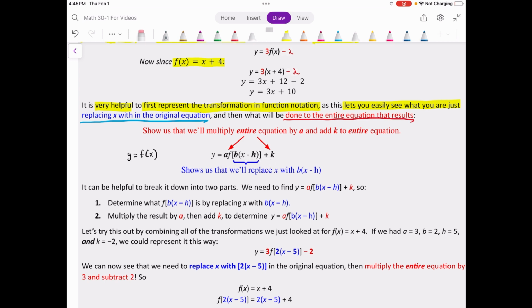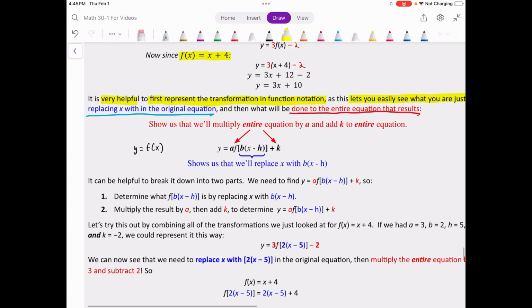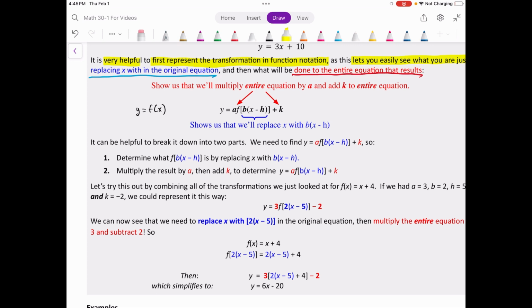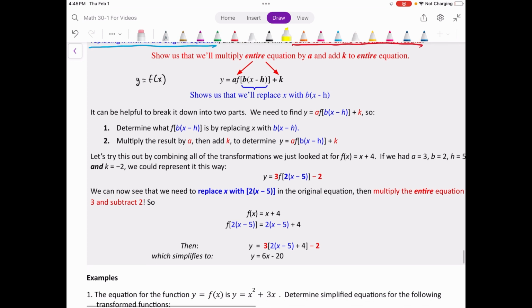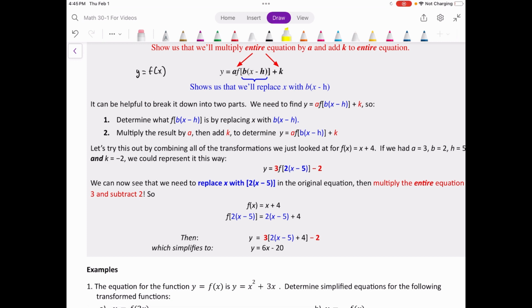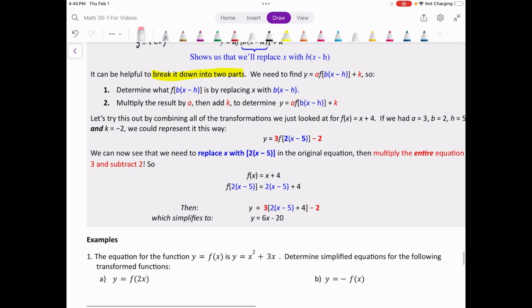So I like to break these down into those two parts, actually. It's not always mandatory to do it. It's never mandatory to do it. It's not always that much easier even to do it, but especially with ones where you have an a, a b, an h, and a k, you've got a lot of stuff going on. I often like to break it down into two parts. We know that ultimately what we need to find is y equals a times f of bx minus h plus k. So I like to first just figure out what that f of bx minus h part is going to be by taking my original function and replacing x with b times x minus h.